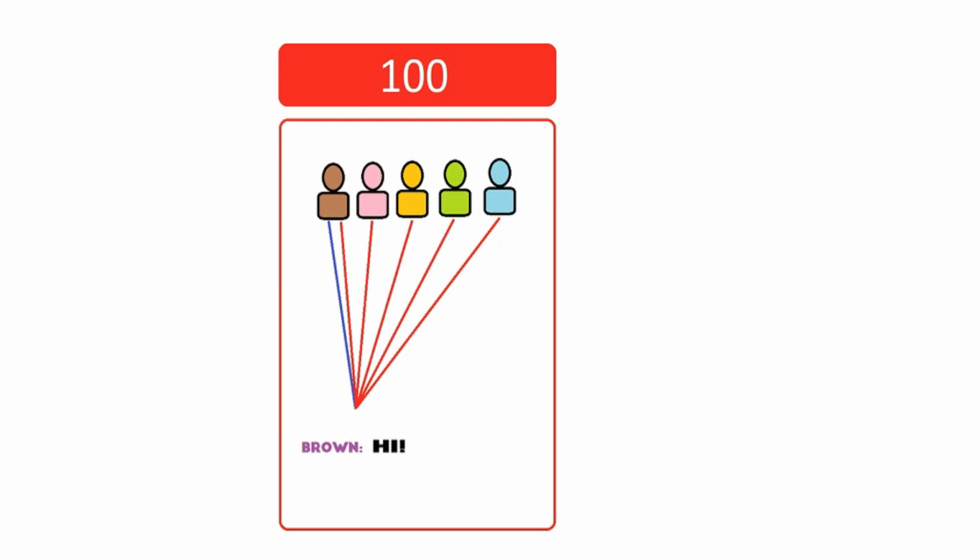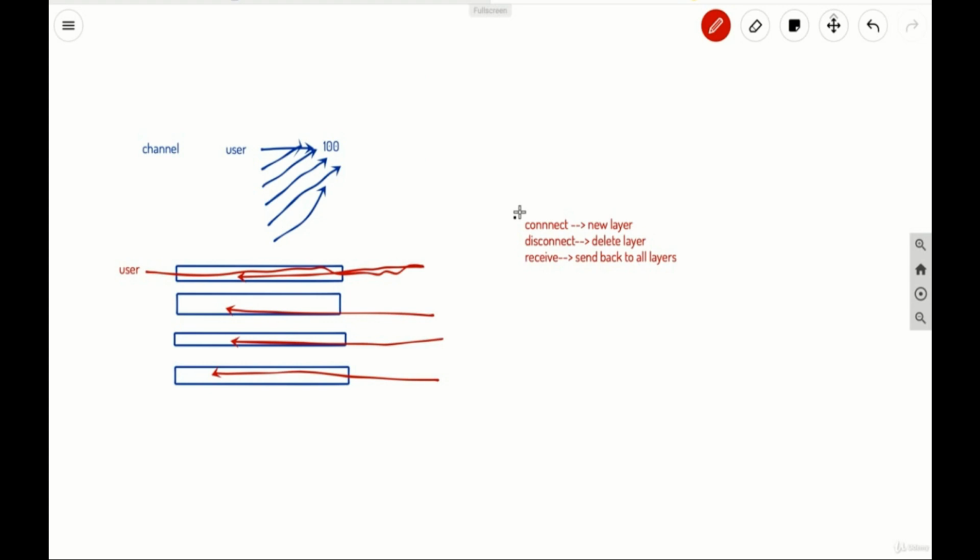Now what if a user leaves the room? Let's say blue leaves room 100. If blue leaves the room, his road or way to connect to the other users will be deleted too. Simply put, if any user connects with our chat room, it will create a new layer, and for that we are going to use the connect function. If any user disconnects, it means we are going to delete that layer. But if any user sends a message or anything, we call it receive, and it will be sent back to all of the users.